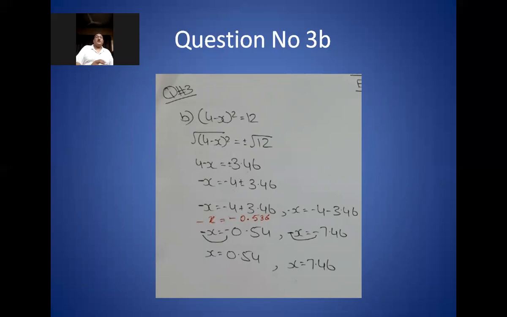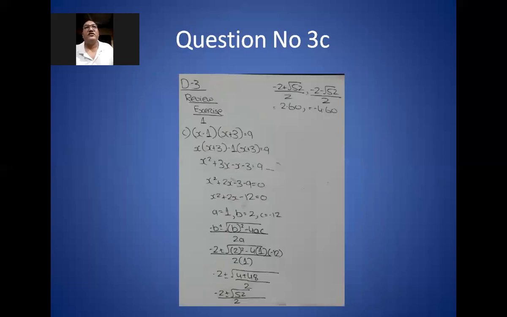So you will have now two options. Minus x will equal minus 4 plus 3.46. So it gives you minus x equals minus 0.536, minus minus will cancel, so you will have x equals 0.54. The second option will be minus x equals minus 4 minus 3.46. So minus x will equal minus 7.46, minus minus will cancel, so x will equal 7.46. So this is how you do question number 3 and its B part.